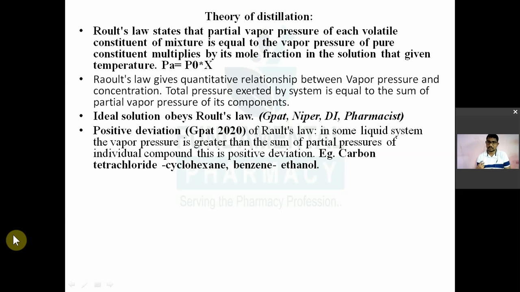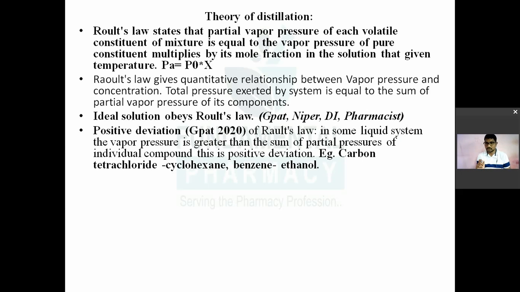There are some liquid systems where the vapor pressure of the mixture is more than the sum of the individual partial pressures of the components. So this is nothing but the positive deviation. Positive deviation मतलब क्या? कि अगर कोई लिक्विड मिक्सचर है और उसका वेपर प्रेशर ज्यादा हो रहा है, इंडिविजुअल वेपर प्रेशर के एडिशन से भी, तो that is nothing but the positive deviation.